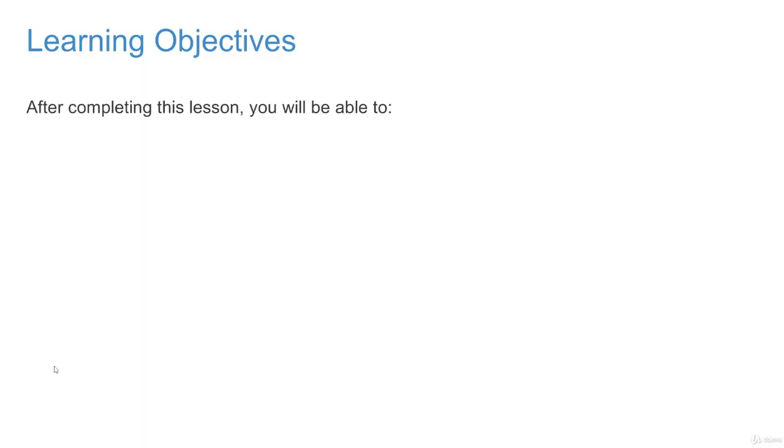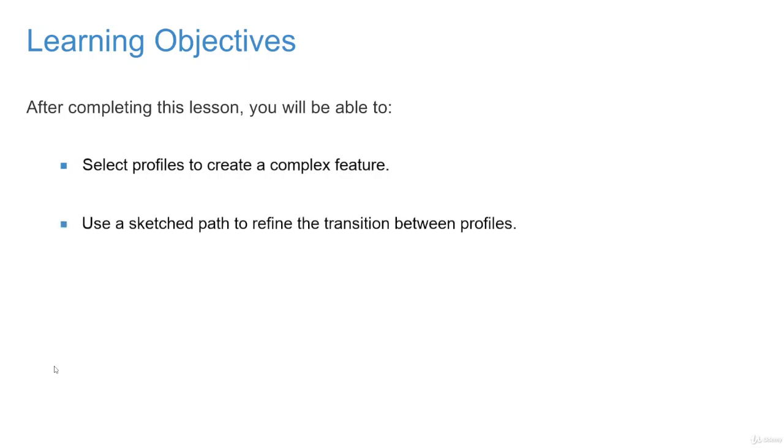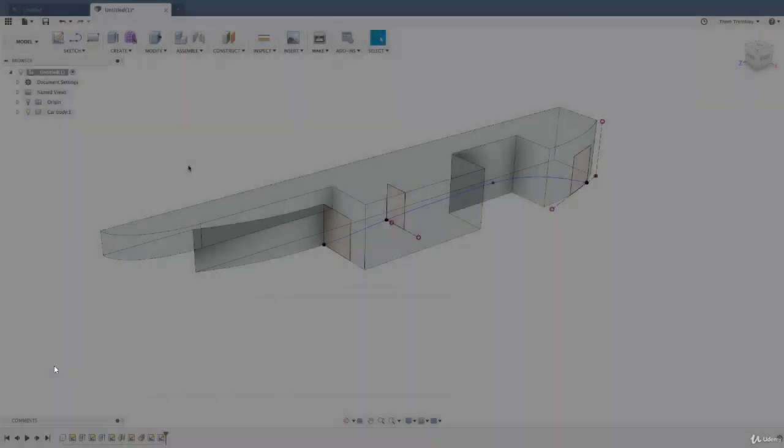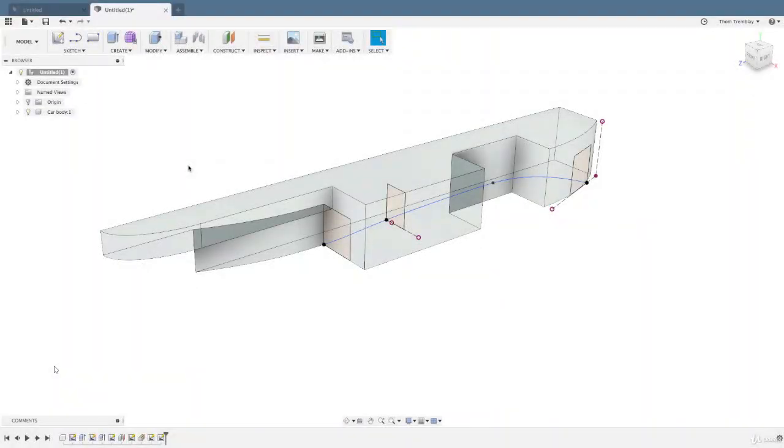After completing this lesson, you will be able to select profiles to create a complex feature and use a path to refine the transition between profiles. To begin, use the New Design from File tool to open the F1 Car Loft Fusion Archive file.